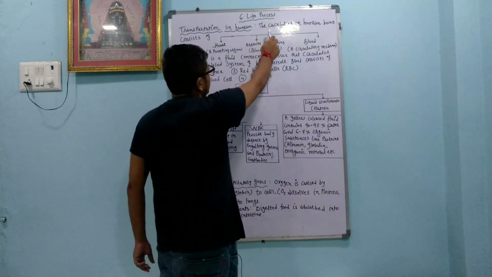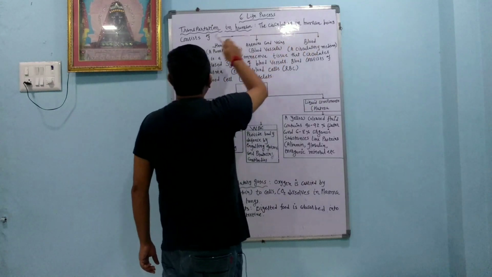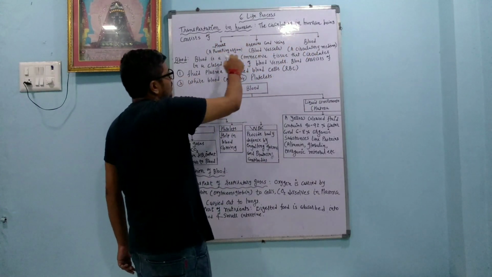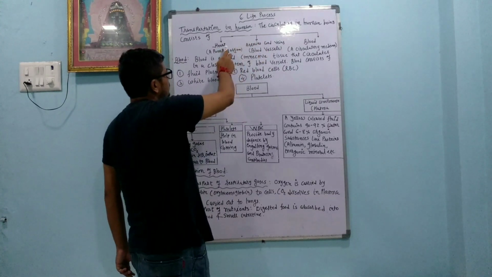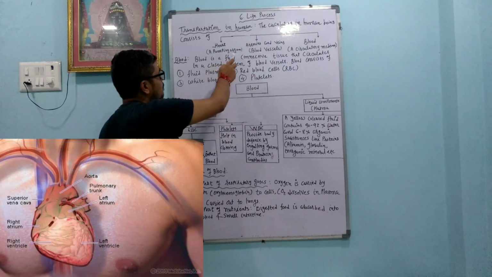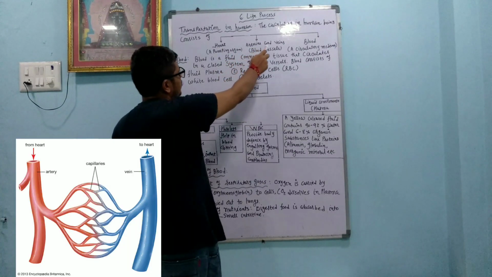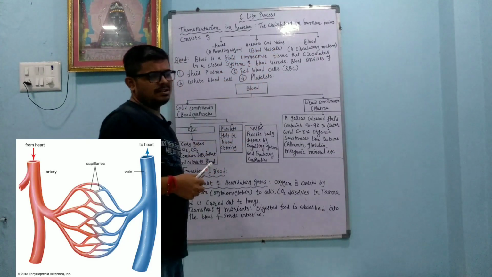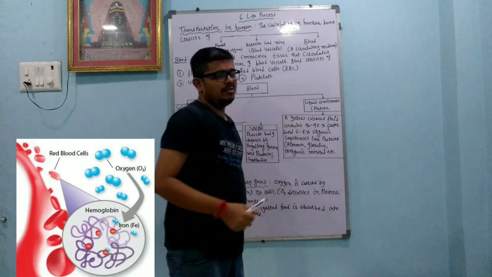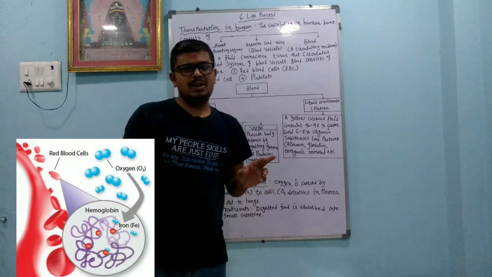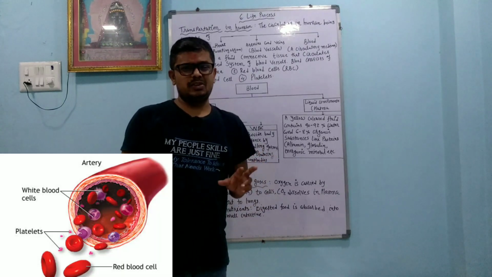Transportation in humans: the circulatory system in the human being consists of, here we can divide the circulatory system in the human body. First is the heart. Its function is pumping the blood to the different parts. Arteries and veins are the blood vessels. And third we have blood, that is the circulatory medium. Blood is of two types, one is oxygenated blood and the other is deoxygenated blood.